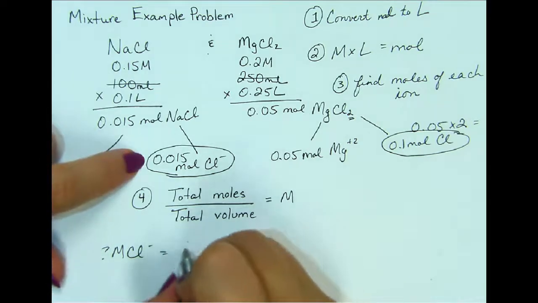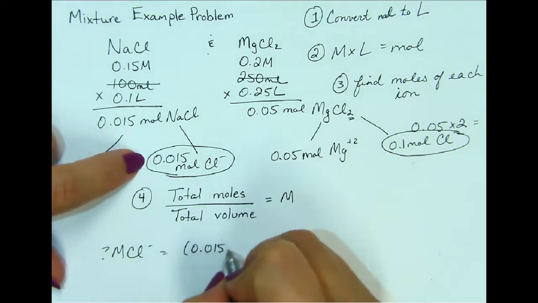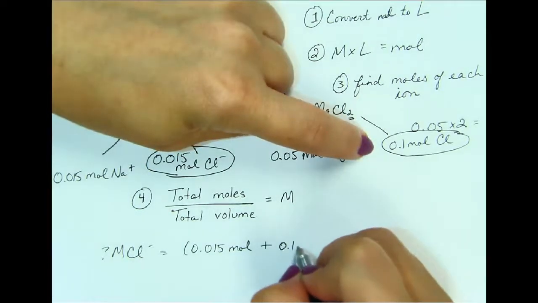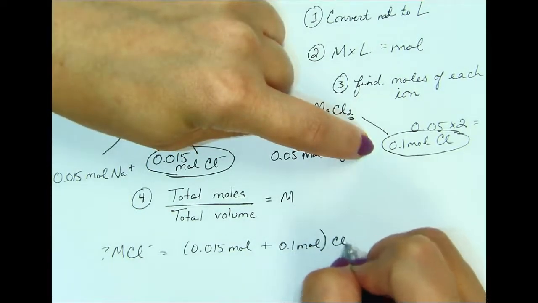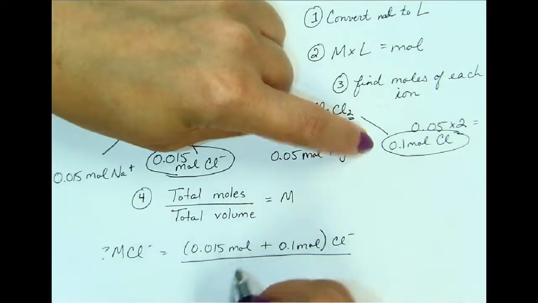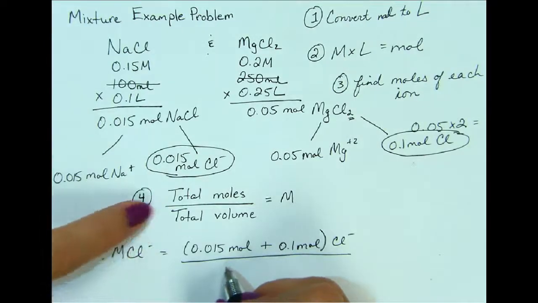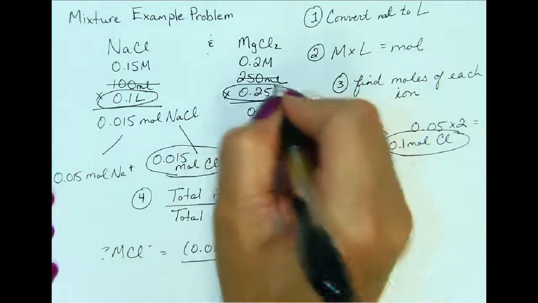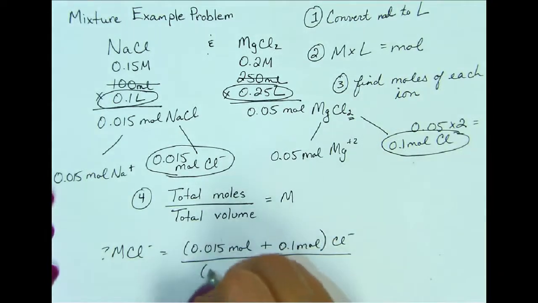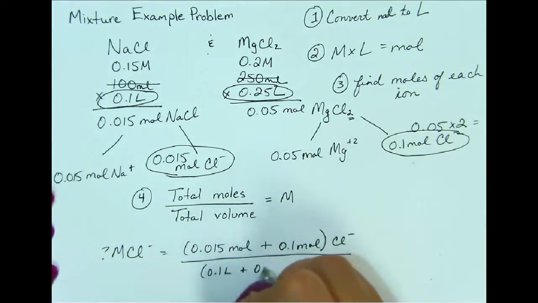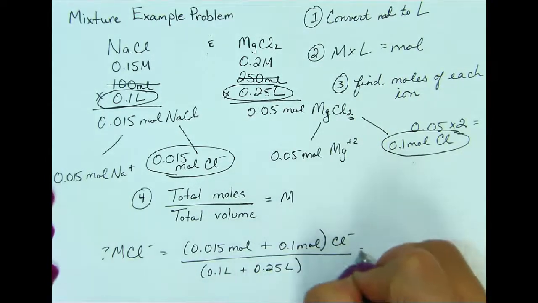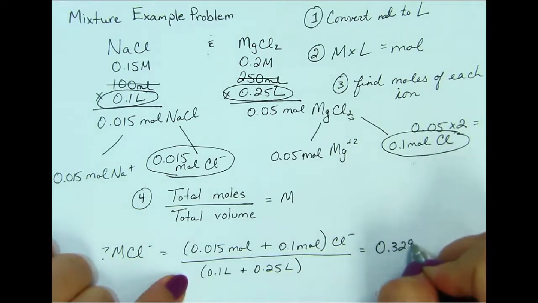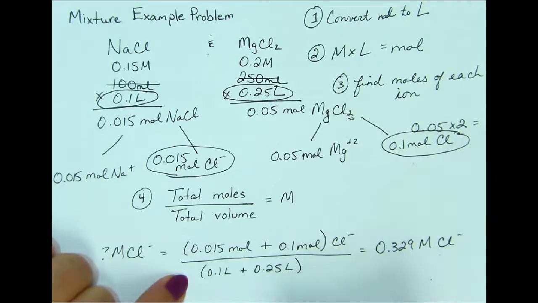Total moles is going to be 0.015 moles plus 0.1 moles, all of this is for chloride, divided by, and I've got to put the total volume down here. My total volume is these two volumes combined. So it's going to be 0.1 liters plus 0.25 liters. And when I do this math, I'm going to get 0.329, and that's the molarity of the chloride ions.